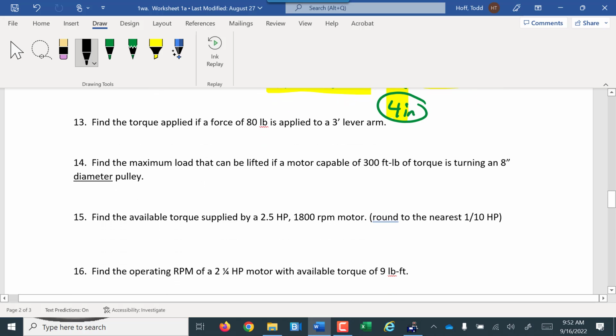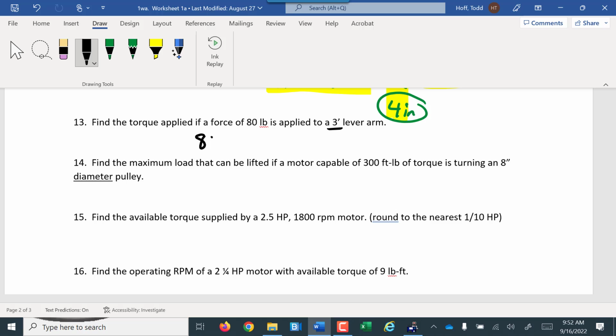Okay, so now we're moving on to torque. Find the torque applied if there's 80 pounds applied to a 3-foot lever arm. So you just multiply the force times the length of the lever arm. 80 times 3 is 240. And your book calls it pound-feet, doesn't it? Pound-feet or foot-pounds are the same thing. It just depends on what textbook you're using, what order they put them in.